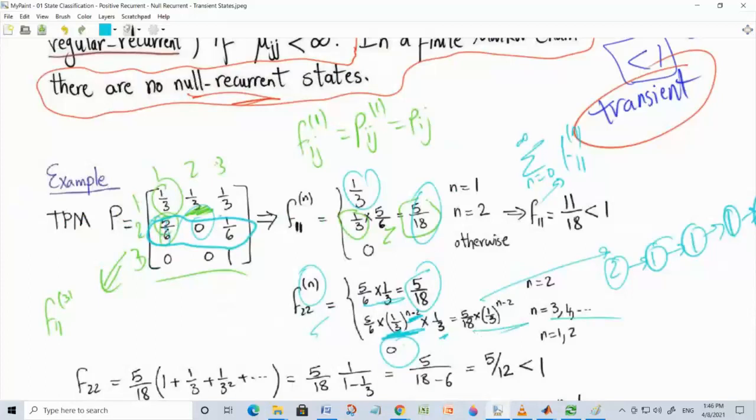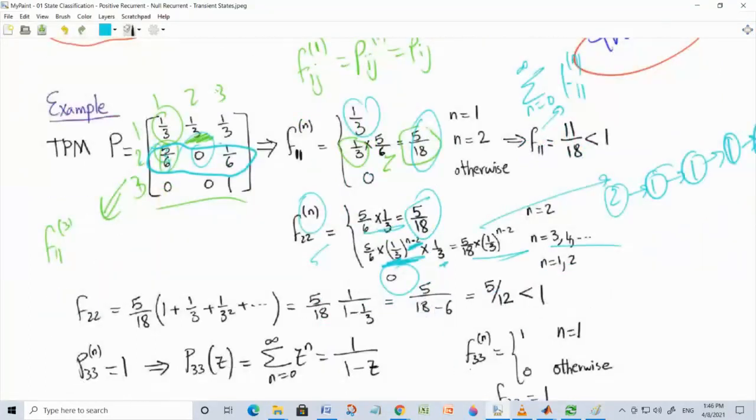And so this looks like a geometric. The f22 of n is like a geometric random variable, but it is not really geometric. It is not really a proper random variable. If you sum, you will find that the summation is equal to 5 over 12, which is less than 1, indicating that state 2 is also a transient state. Okay.